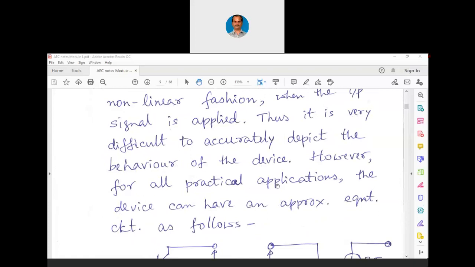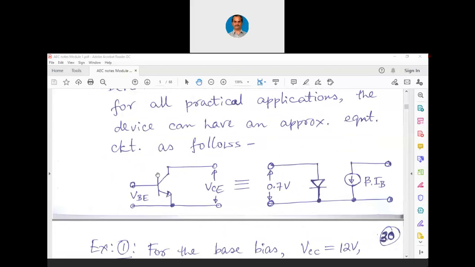However, for all practical applications, the device can have an approximate equivalent circuit as follows. Look at this, we can have an equivalent circuit. Means there is a base to emitter junction, which is a diode. There is a collector to emitter connection where we have a current source. You already know that in the active region, current is remaining constant. So that can be written as a current source. And this current IC is nothing but beta into IB. So we can simply model this transistor symbol with one diode symbol and with one beta IB.